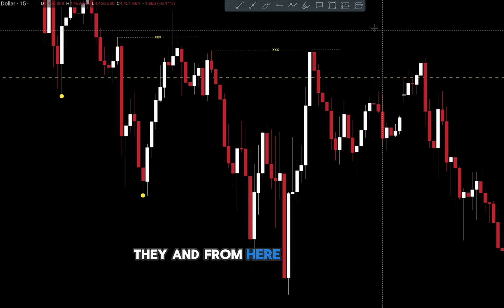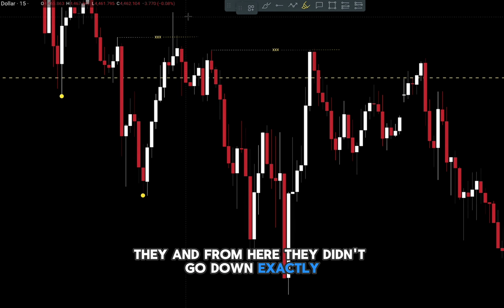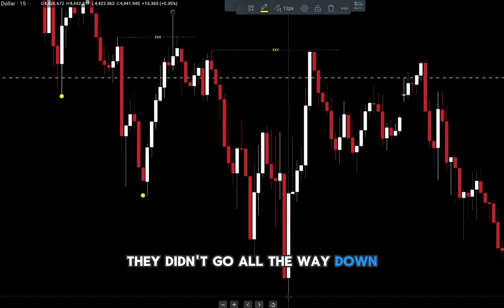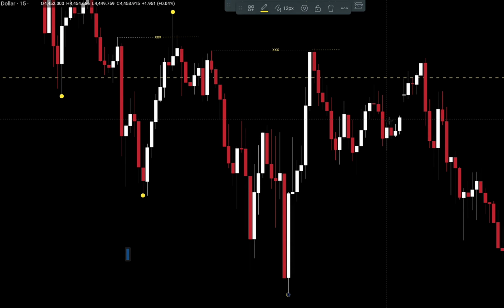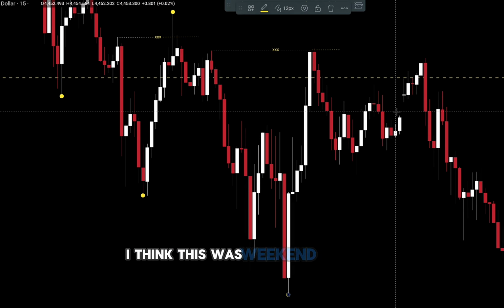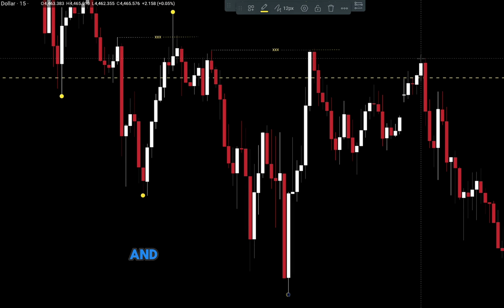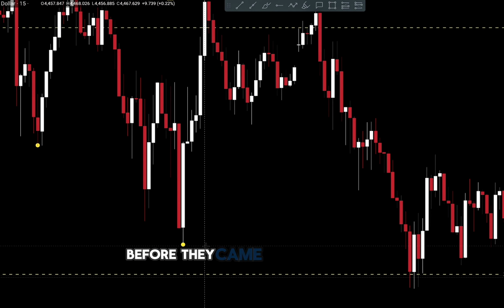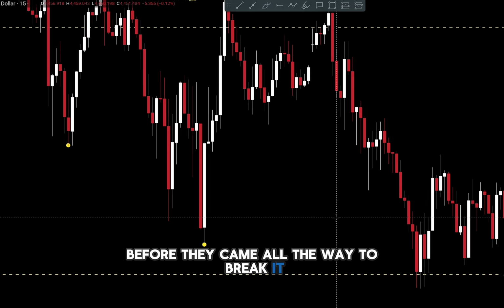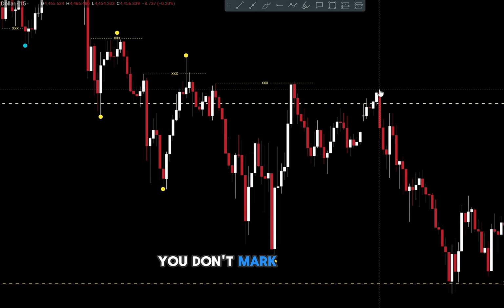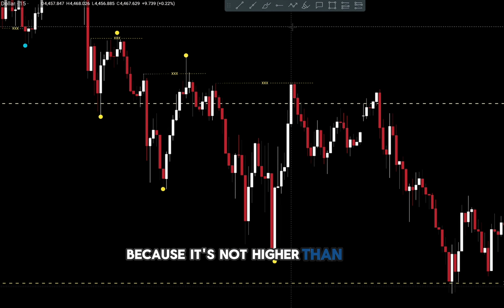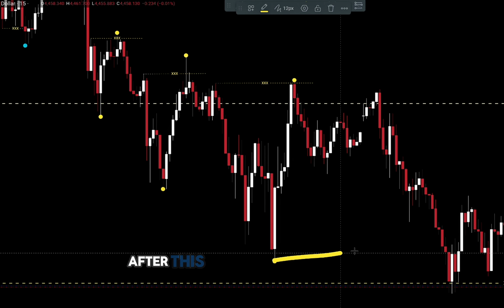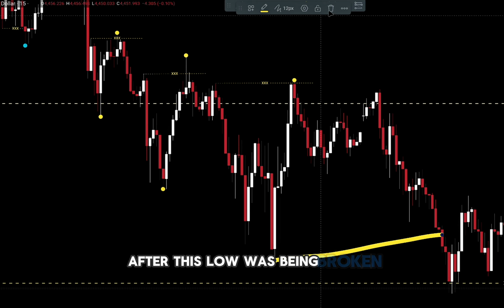And from here, they didn't go down exactly. So we mark this high. They didn't go all the way down because this should be the target. I think this was weakened because of these gaps, and they returned there, tapped there again before they came all the way to break it. From here, you don't mark this high because it's not higher than this high, but you have to mark this high after this low was broken.